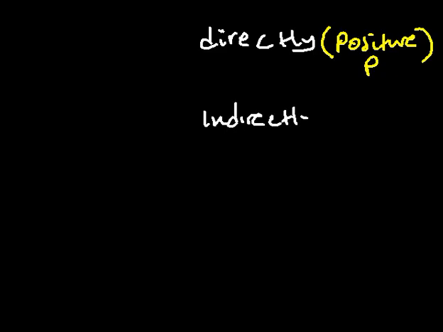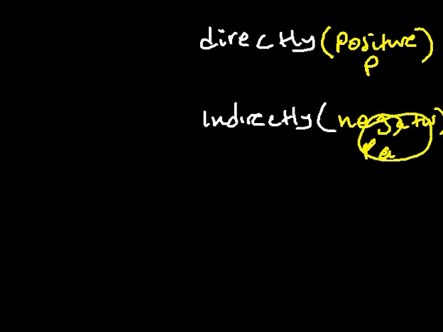And we can have the indirect relationship. What is the indirect relationship? On the scatter plot, we'll have the negative pattern. On the negative pattern, when one variable increases, the other decreases. So that is a negative pattern.